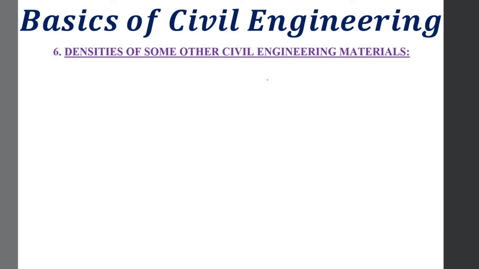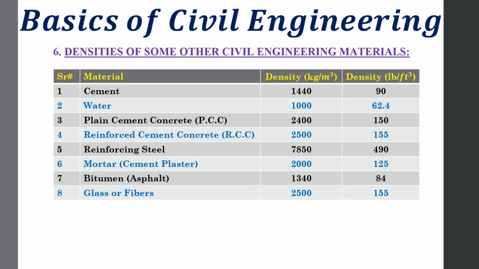So, in the last slides, I told you the density of cement, that is 1,440 kg per meter cube and 40.77 kg per foot cube. But here we will see the densities of some other materials, some other civil engineering materials which may be used in the construction industry, and they are very important civil engineering materials. Those materials may be cement. For cement, we discussed 1440 kg per meter cube.